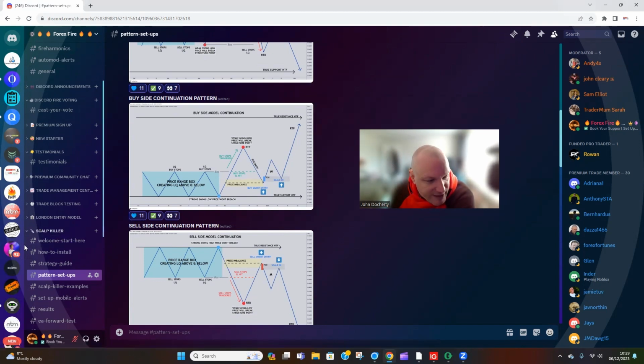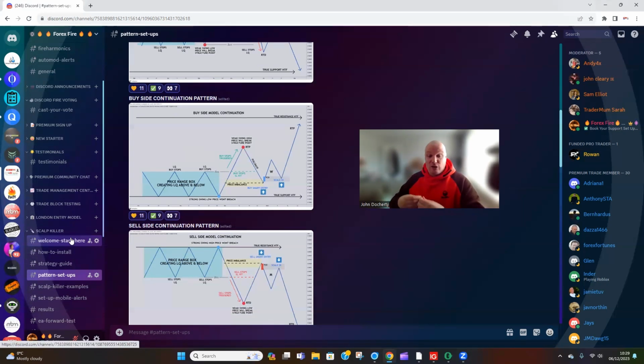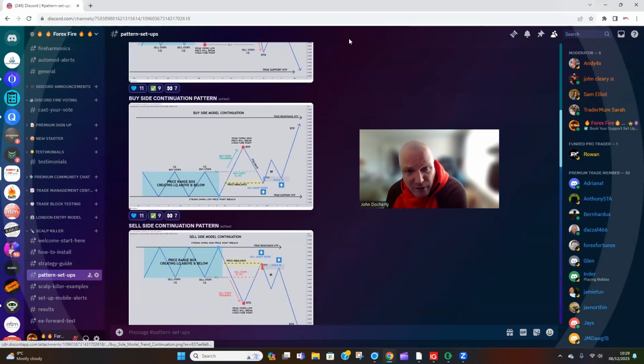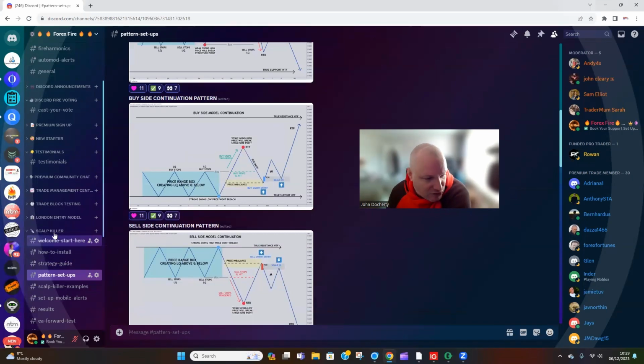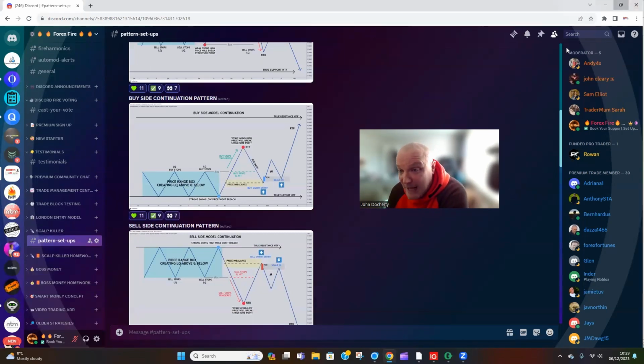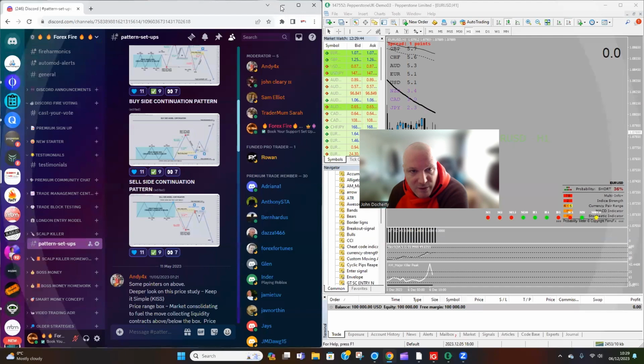So if you haven't already looked into this, please do so. Scalp Killer is a good foundation block to be able to start learning structure points, points of interest, imbalance, and there's loads and loads of stuff in here. And again, we've got examples as well. Okay, so with that being said, I'm just going to go on to the MT4. I'm just going to minimize this.